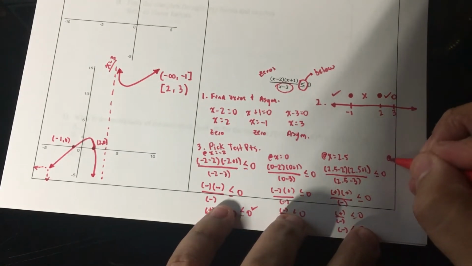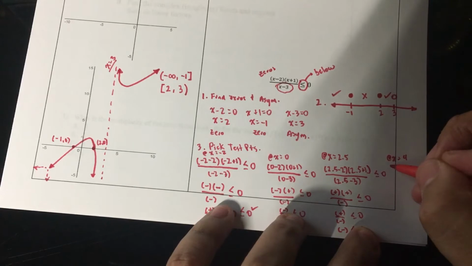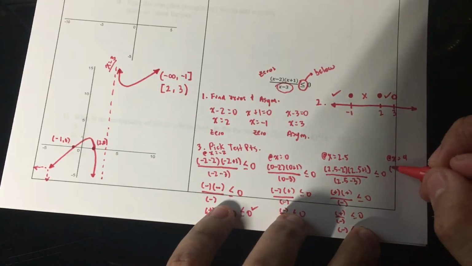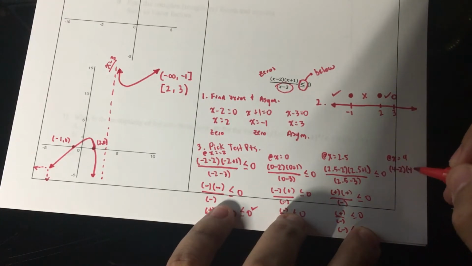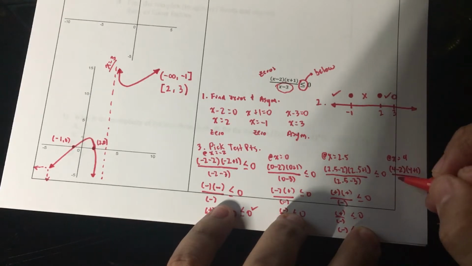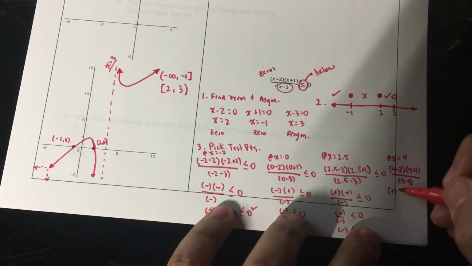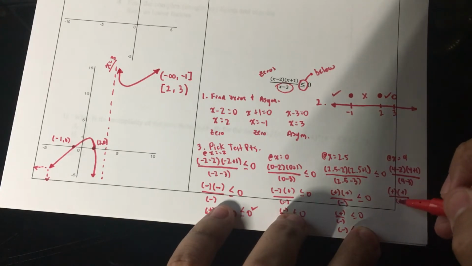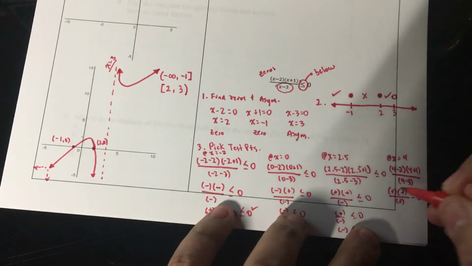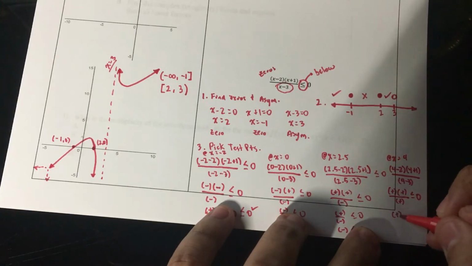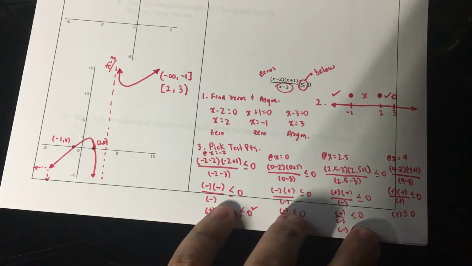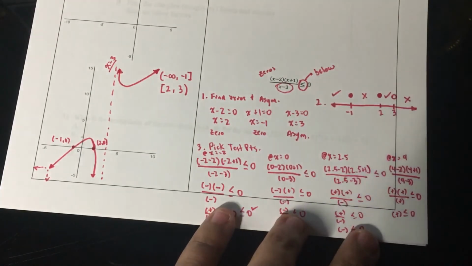So I'm going to choose x equals 4. So again, just plugging in numbers. So 4 minus 2 will result in a positive number. 4 plus 1 will result in a positive number. And 4 minus 3 will result in a positive number. So all of this, guys, ends up being a positive number. Is a positive number smaller than 0? No, so this is not included in the set.